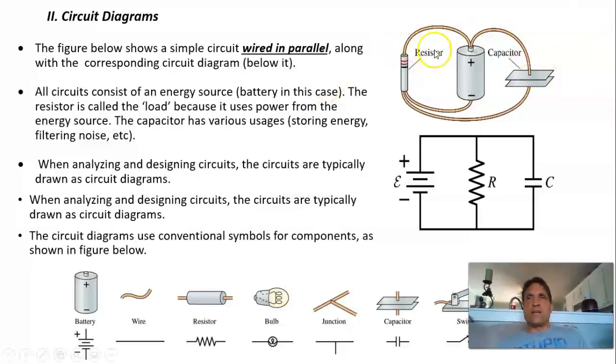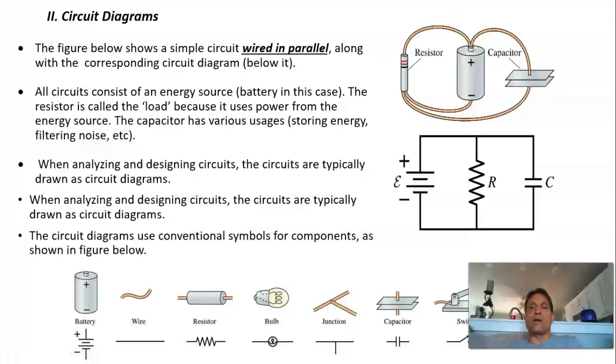By parallel, it means that one end of the resistor and one end of the capacitor are both connected to the positive terminal of the battery. They're both connected to the same point. And the other end of the capacitor and the other end of the resistor are both connected to the negative terminal of the battery. So what parallel wiring means is that all of the components in the circuit, in this case just the resistor and the capacitor, have their two wires connected to the same points. They all have one wire connected to the negative terminal, and another wire connected to the positive. This is what's called parallel wiring.